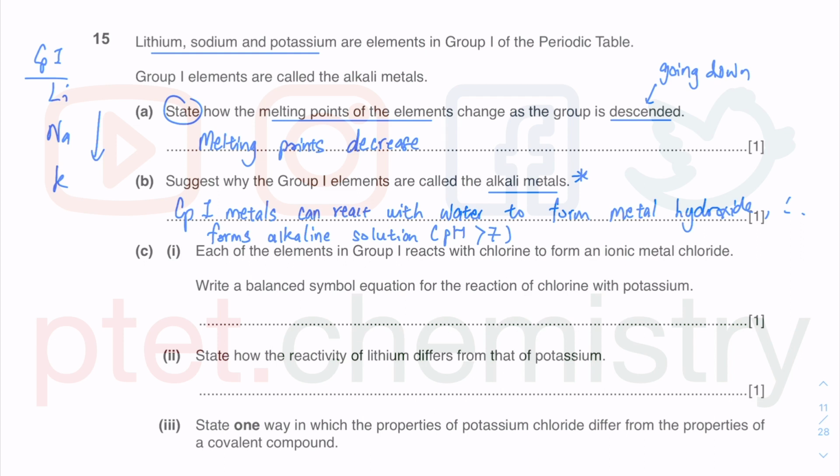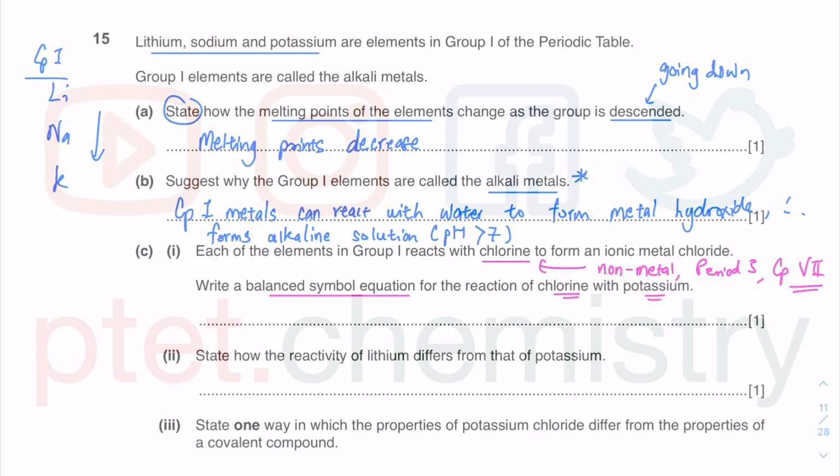On to the next part, they react with chlorine. Chlorine is a non-metal. If you think about the periodic table, it's in period 3, but that's not what gives it away. Group 7, that's what gives it away as a non-metal. And they will get ionic metal chloride because metal on the far left of the periodic table, non-metal on the far right of the periodic table. You're going to write a balanced symbol equation.